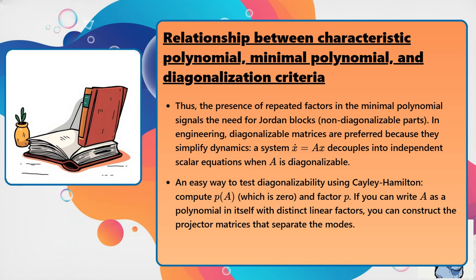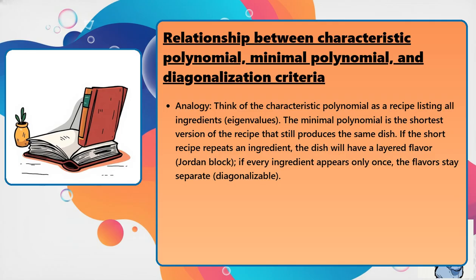that separate the modes. Analogy: think of the characteristic polynomial as a recipe listing all ingredients, the eigenvalues. The minimal polynomial is the shortest version of the recipe that still produces the same dish. If the short recipe repeats an ingredient, the dish will have a layered flavor, a Jordan block. If every ingredient appears only once, the flavors stay separate, diagonalizable.